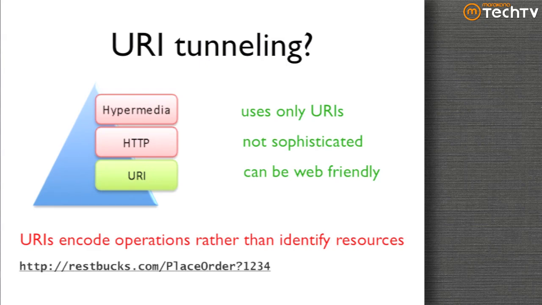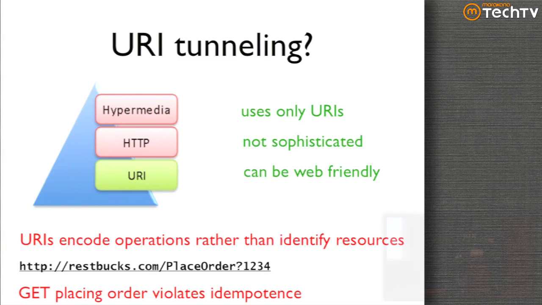The other thing that this does is violate one of the rules of the web, because typically what happens in URI tunneling is that you do everything over the top of GET, and doing something like place order over the top of GET actually modifies server-side state, which violates idempotence. So you're not supposed to do this. GETs are not supposed to modify server-side state, and so doing this violates part of the web as a platform concept.